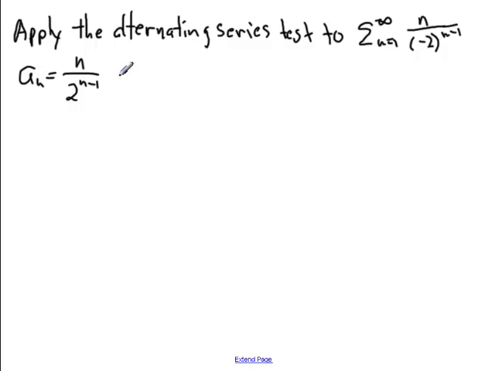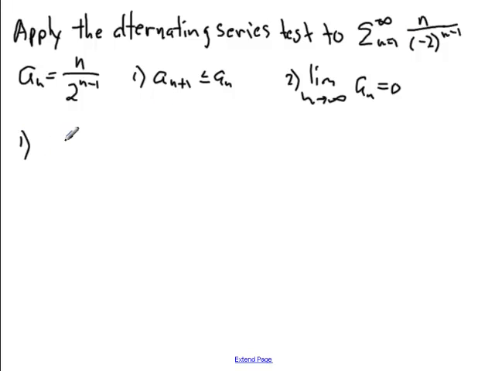Now, we need to show two properties for our a_n. We need to show that a_n satisfies 1, it is decreasing, so a_{n+1} is less than or equal to a_n. And we also need to show 2, the limit as n goes to infinity of a_n equals 0. And if both of these criteria are met, because this series is alternating, it converges. So let's go through and do this.